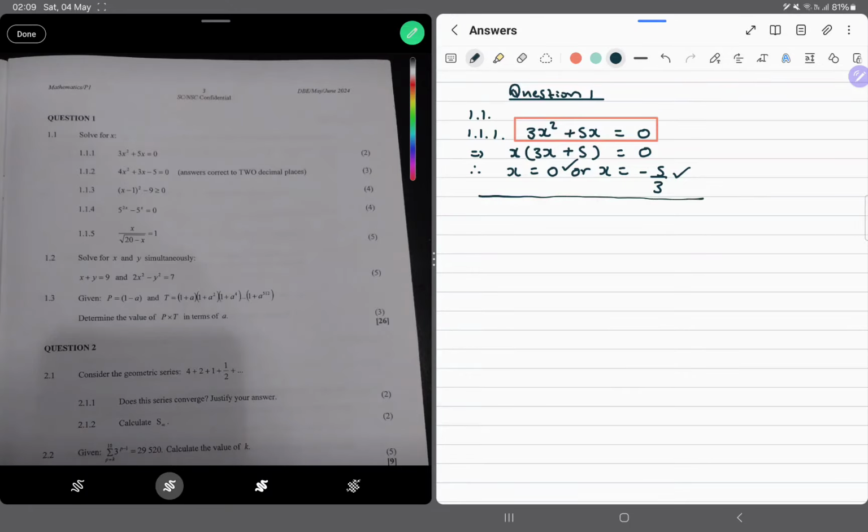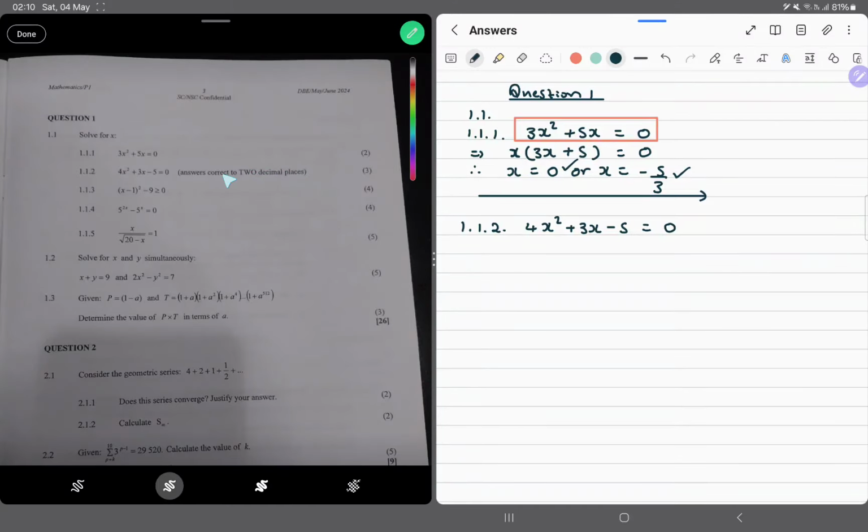So it looks like those are the only marks on offer. Okay, easy stuff, but don't take it too lightly. It can embarrass you. 4x squared plus 3x minus 5 is equal to 0.